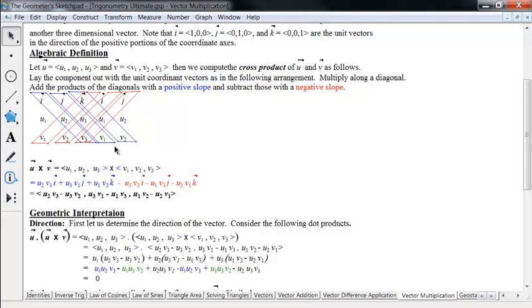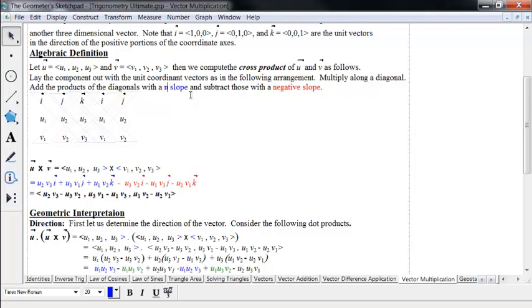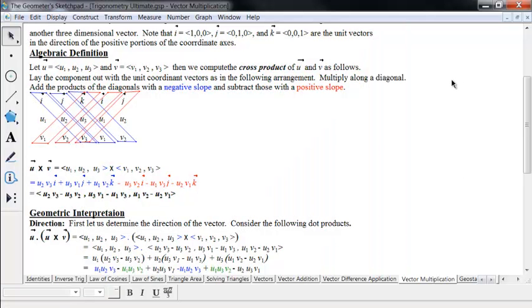And then what we do is we multiply along a diagonal. You can see the ones that I have highlighted in blue here. Actually it says positive, that should say negative. They have a negative slope, and these have a positive slope. As you can see here, the ones that are going down and to the right will be added, and the ones going up and to the right will be subtracted.